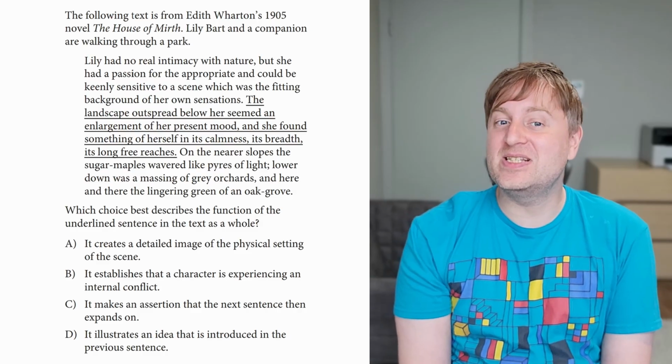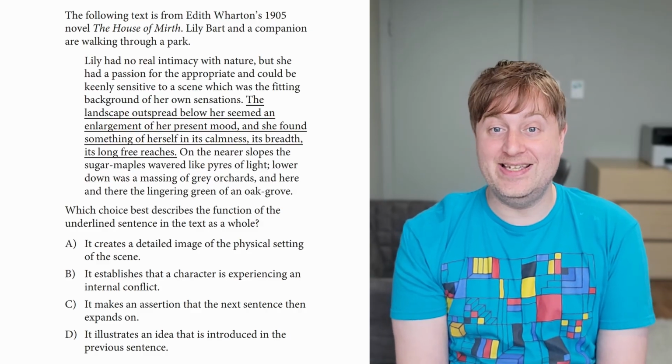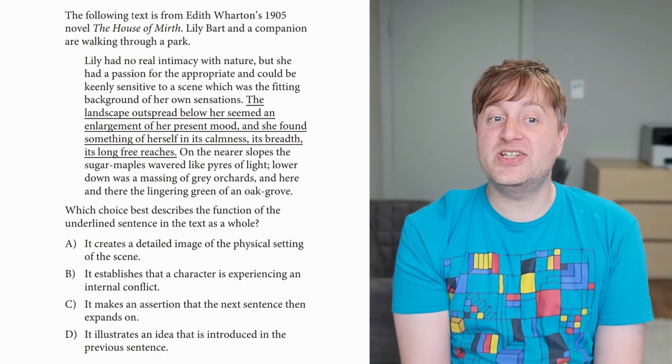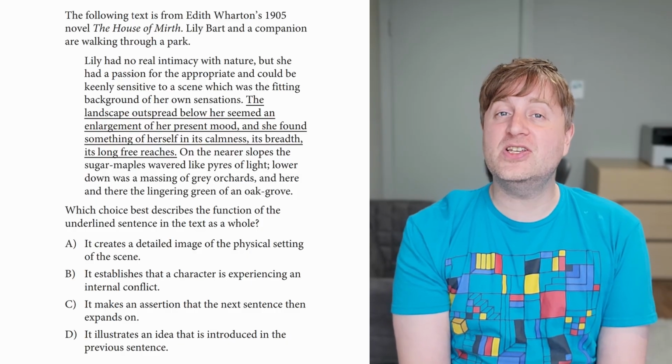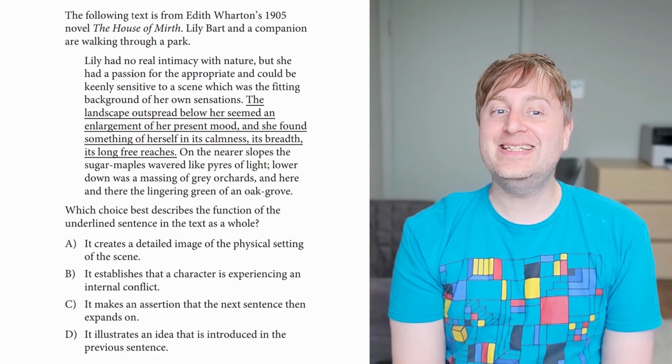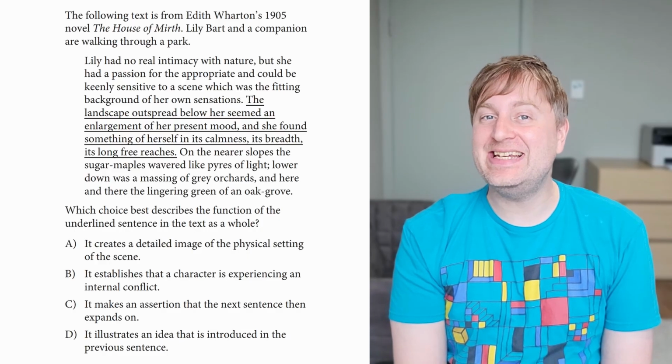Now the question tells me that the focus will be the underlined sentence, but because I need to understand its function within the context of the text as a whole, I'm going to start reading from the beginning. The following text is from Edith Wharton's 1905 novel.